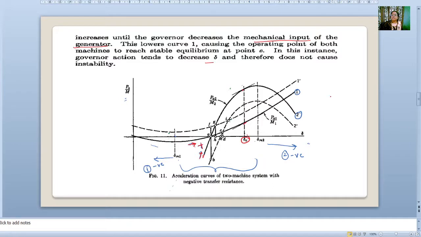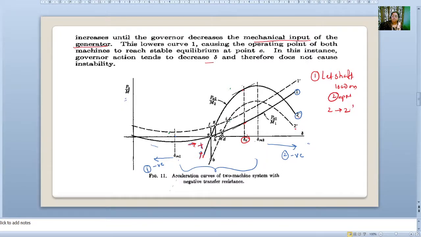Now what we'll consider is that a shaft load on the motor is applied. Motor means machine 2. So because the shaft load on machine 2 is applied, this curve lowers to 2 dash. This is our first step.